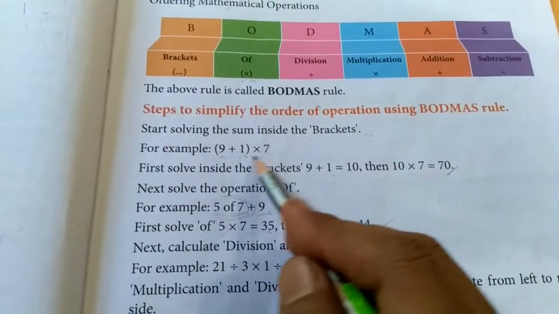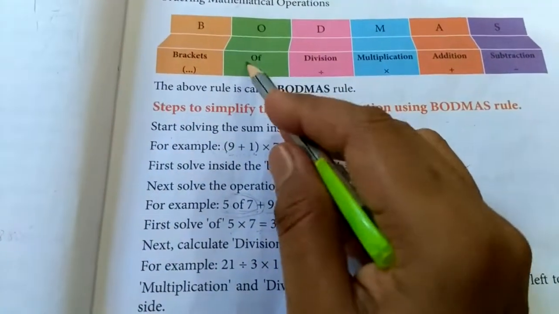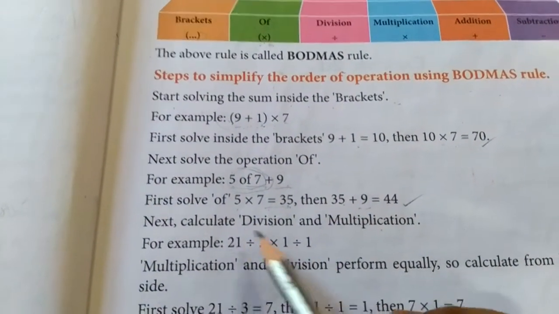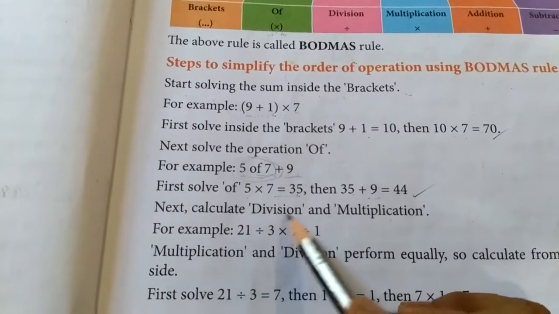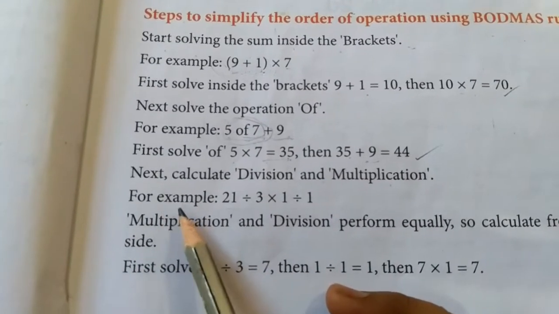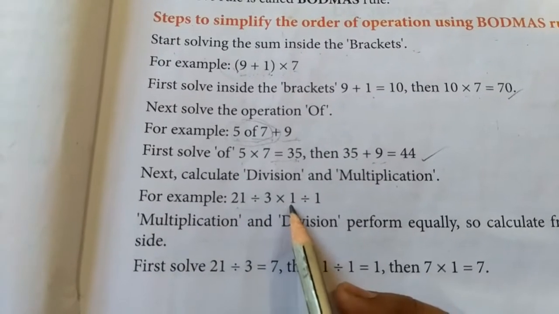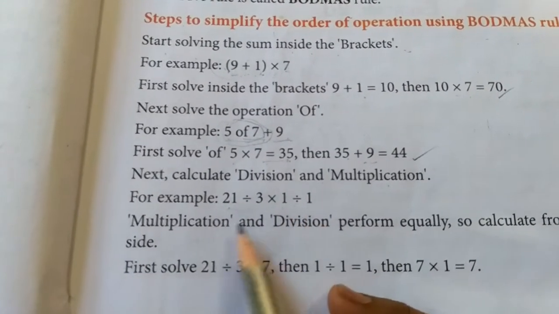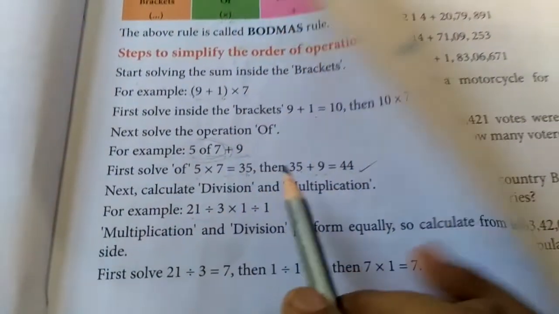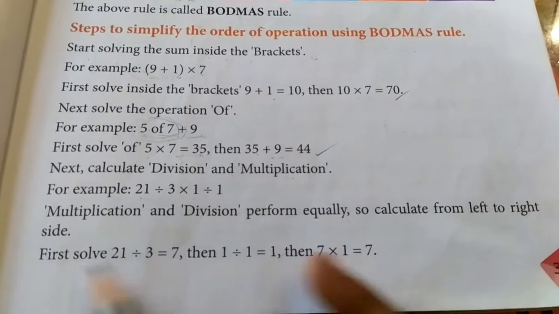Next, calculate division and multiplication. Brackets we have seen in this question, how to solve the bracket part. With this example we have seen how to solve the "of" part. Now with this example we will see how to solve the division and multiplication part of a question. For example, 21 divided by 3 multiplied by 1 divided by 1. First we have to see the division part. Multiplication and division perform equally, so calculate from left to right side.